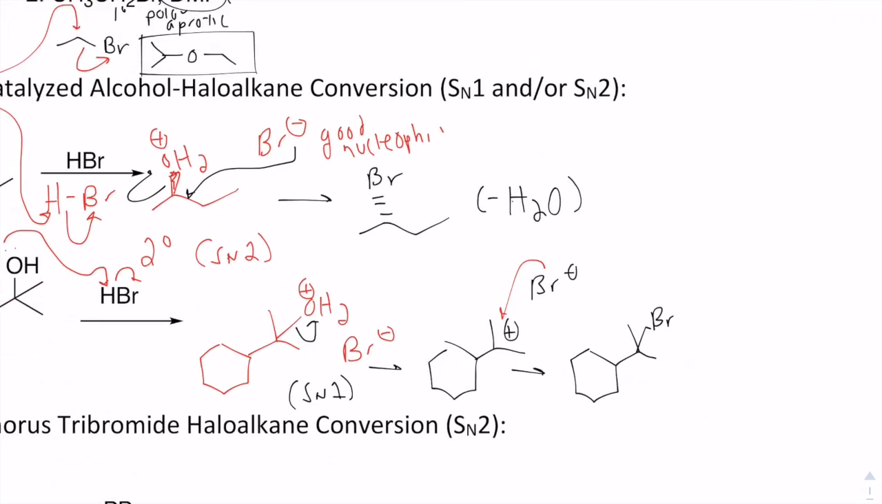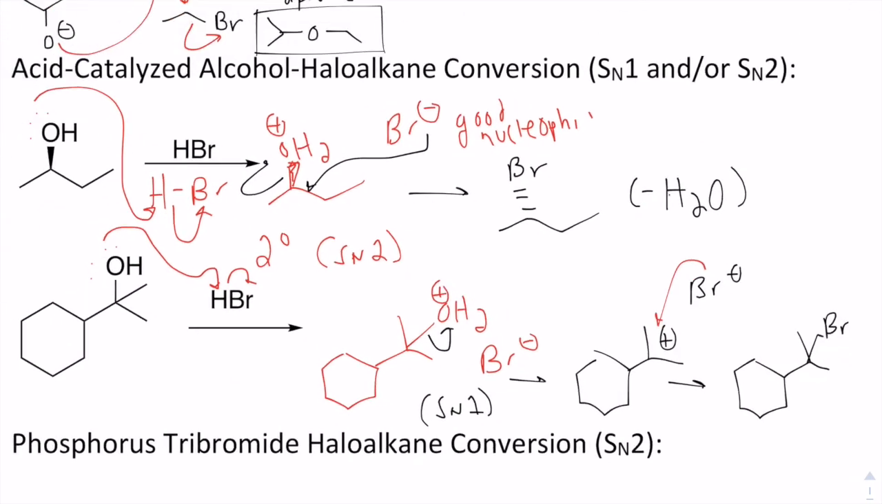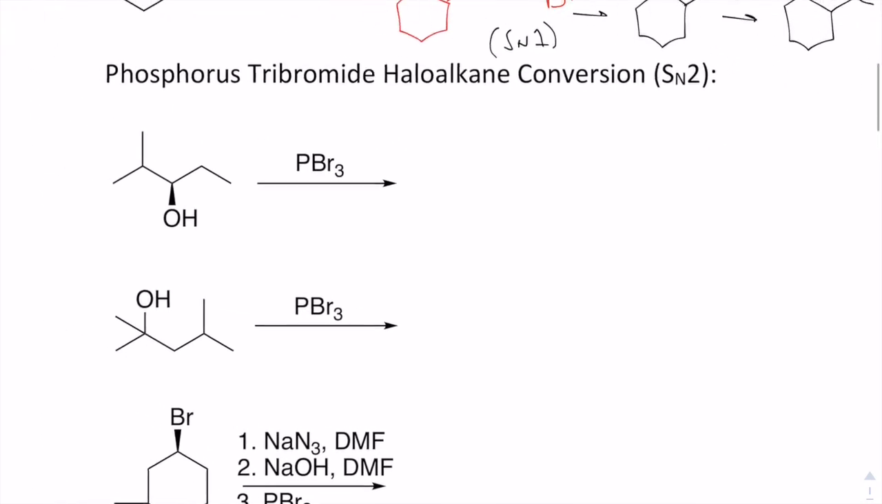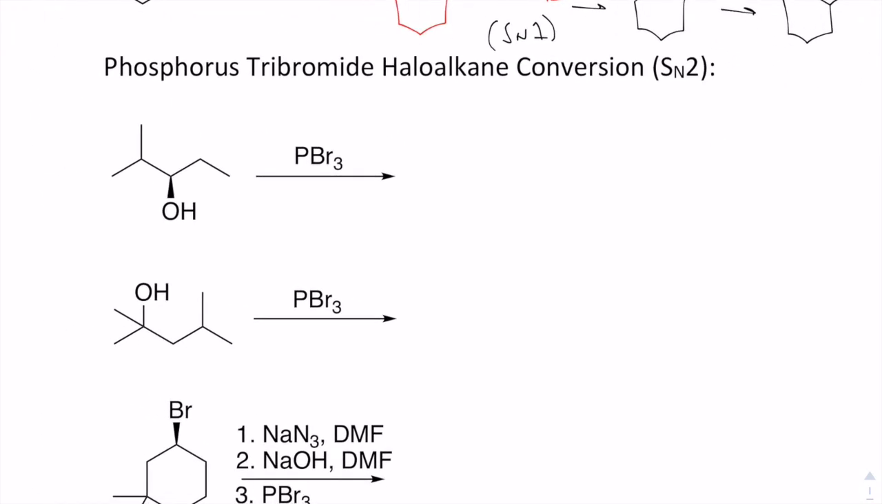So you can see that we can have SN1 and SN2 interconversion depending on the substitution of our alcohol starting material. Primary and secondary will typically go through an SN2 mechanism, and then a tertiary will typically go through an SN1 mechanism. Okay, so the next reaction is phosphorus tribromide haloalkane conversion. And really, phosphorus tribromide is just a source of bromine, and that's going to participate in only an SN2 reaction. So the next two reactions are only SN2 interconversion.